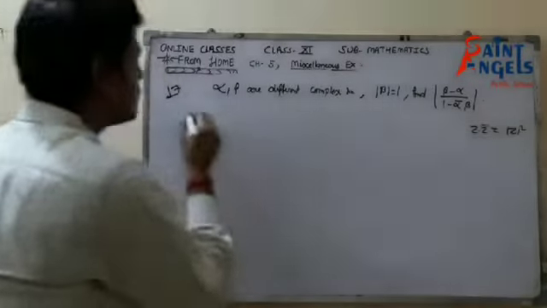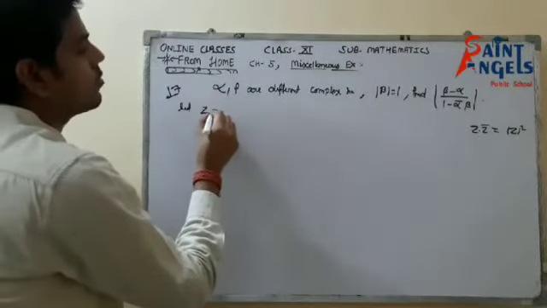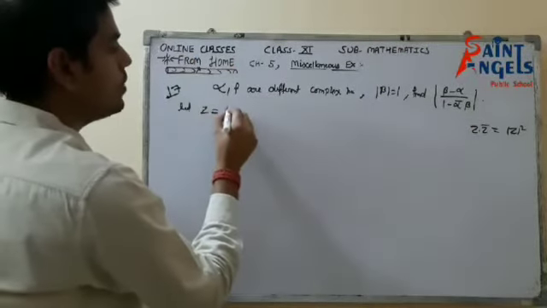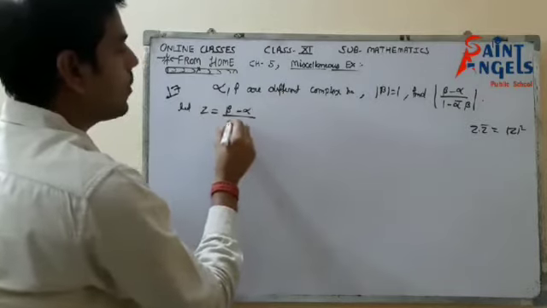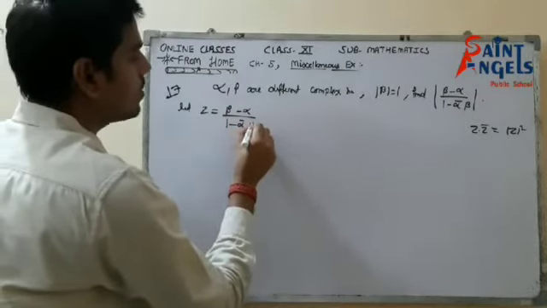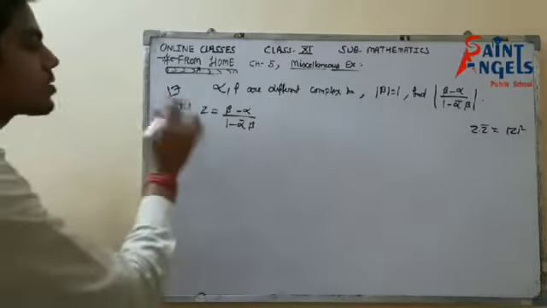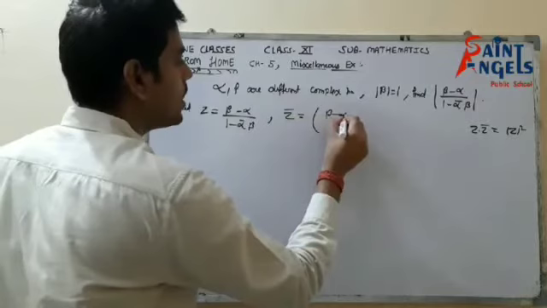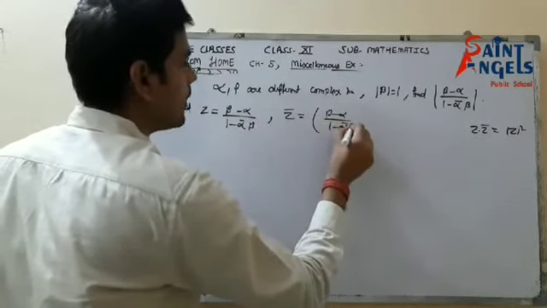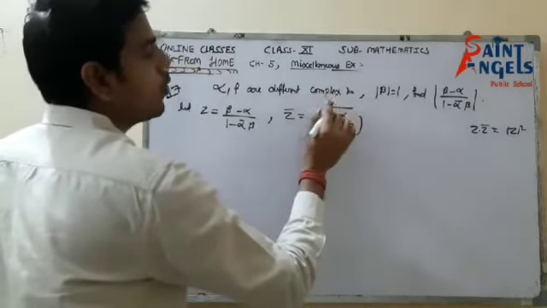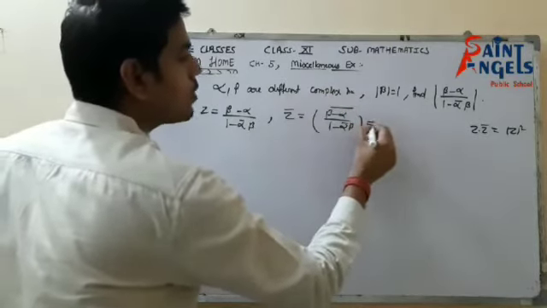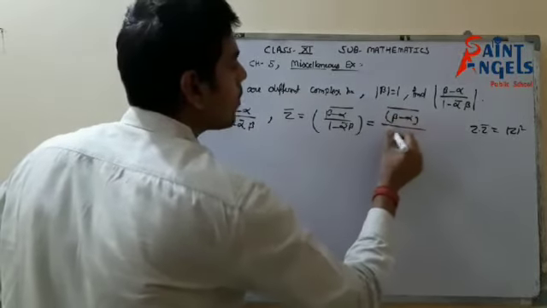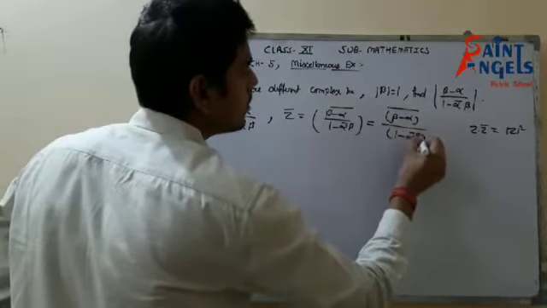Now here, let z equal the number inside the magnitude. So z equals (beta minus alpha) upon (1 minus alpha bar beta). Its conjugate would be this whole conjugate. It means the conjugate of (beta minus alpha) upon (1 minus alpha bar beta), which would be equal to the conjugate of (beta minus alpha) upon the conjugate of (1 minus alpha bar beta).